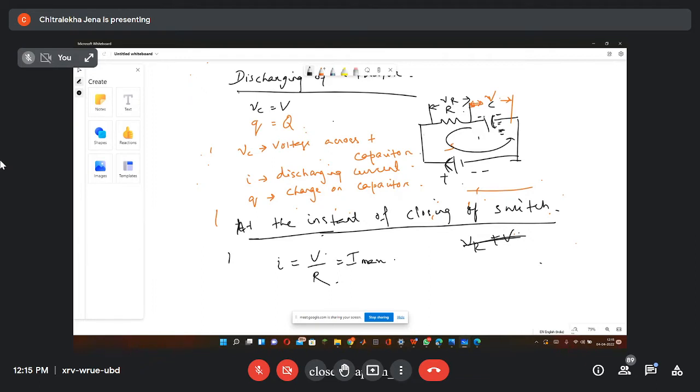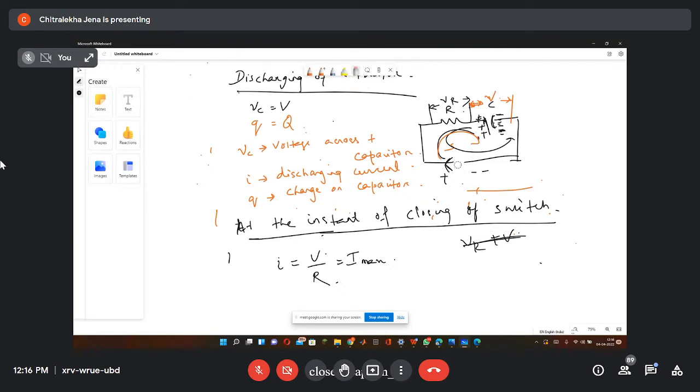Now, in which plate will the capacitor acquire positive and which plate will it acquire negative? Positive will be acquired here, and negative here. Okay. So same thing I was telling. So now, charging current was in which direction? In the clockwise direction.